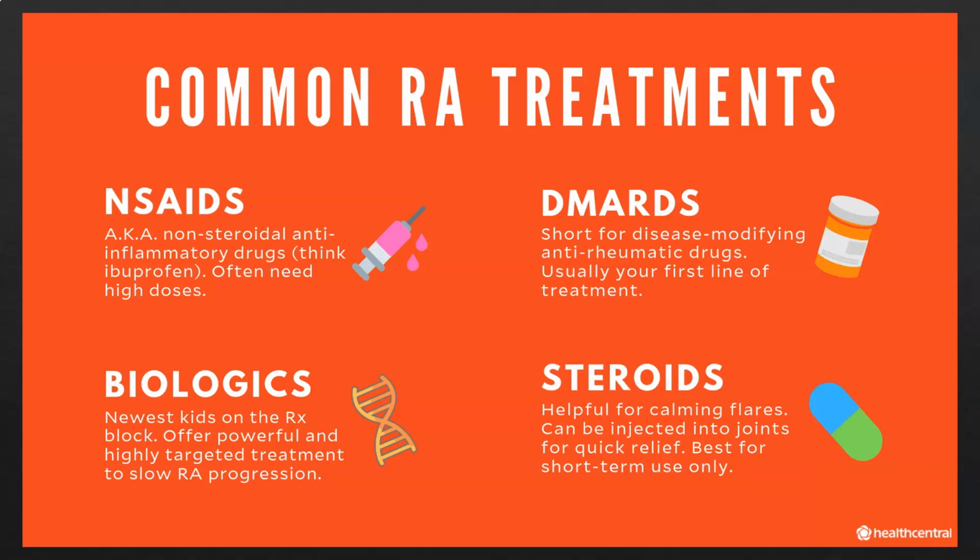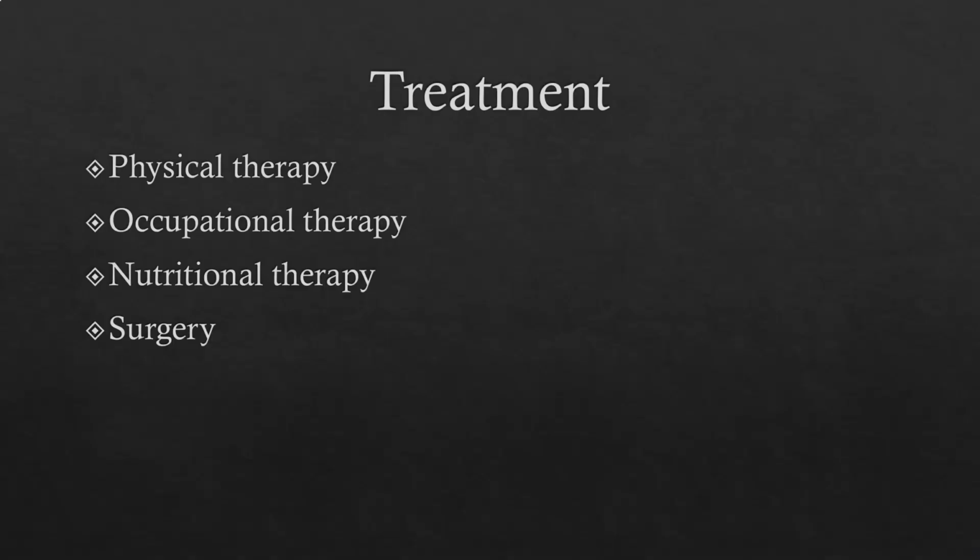There is no cure for rheumatoid arthritis, but symptoms can be treated with various medications, therapy, and surgery. Medications used to treat rheumatoid arthritis include disease-modifying anti-rheumatic drugs, also known as DMARDs, biologic response modifiers, NSAIDs, and intra-articular or systemic corticosteroids. Treatment therapy may also include physical, occupational, or nutritional therapy.